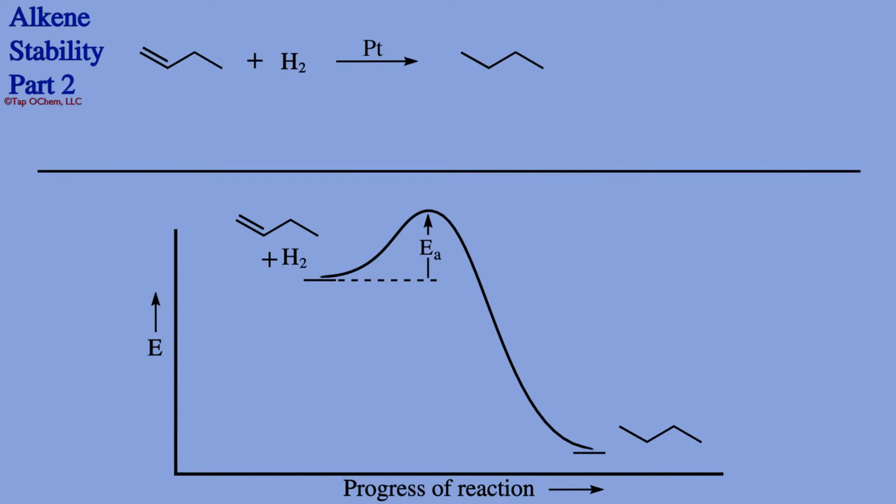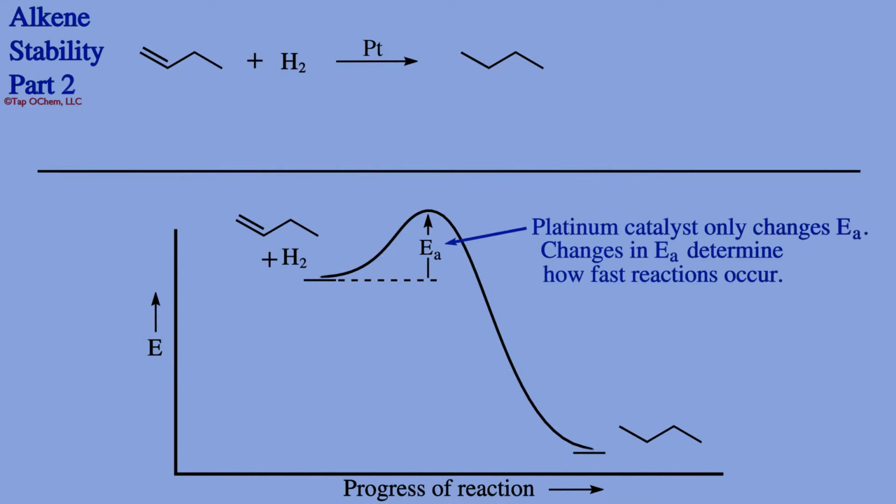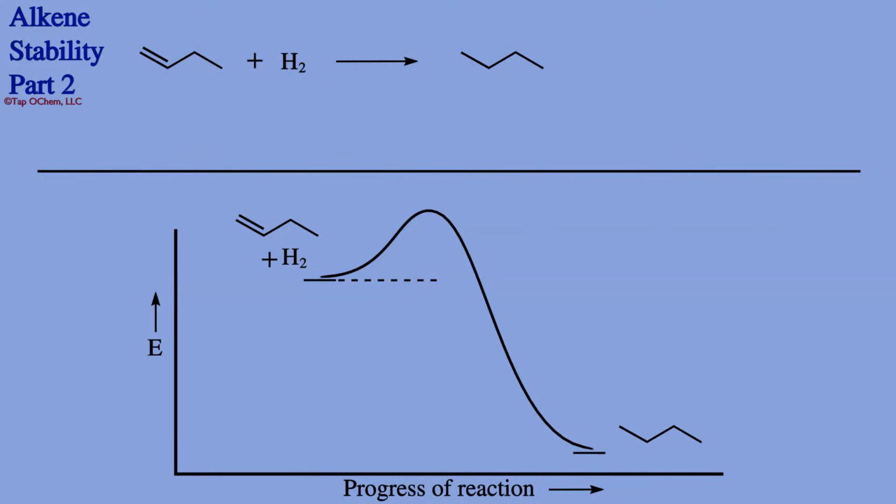The platinum metal in this reaction is a catalyst that only affects the activation energy that is related to how fast the reaction occurs. For our discussion, how fast this reaction occurs is not important, since we are only interested in the potential energy of the reactants and the products. Let's remove the catalyst and the label of the activation energy.